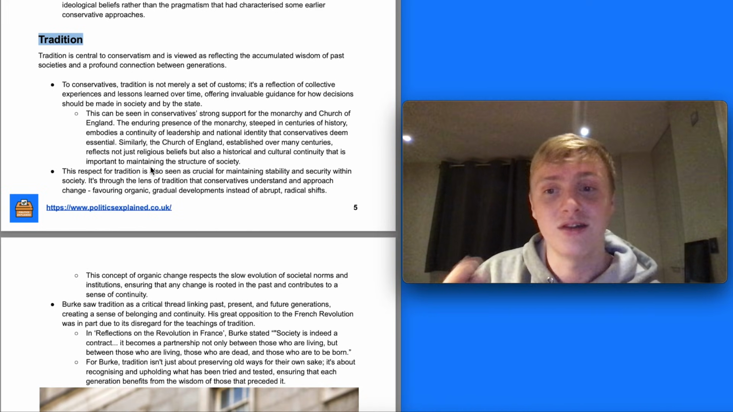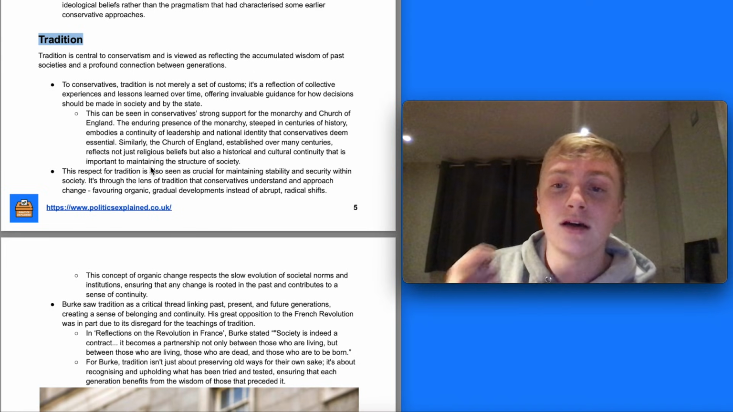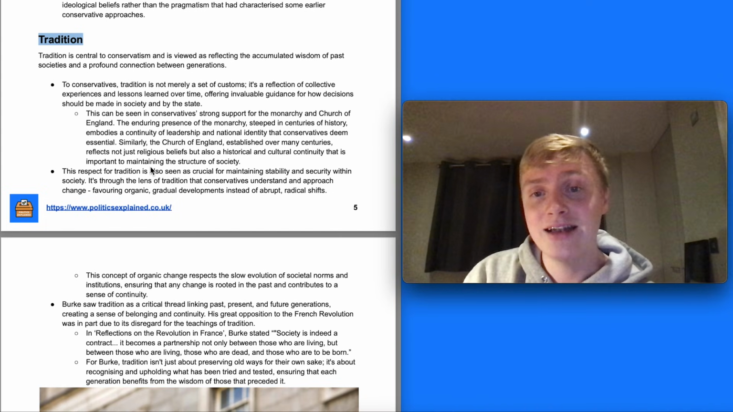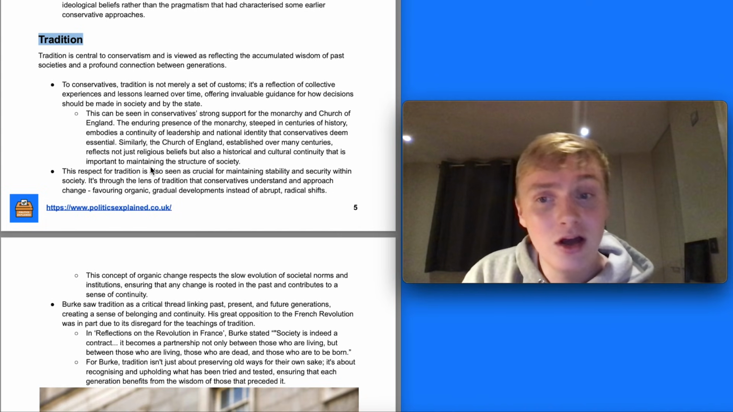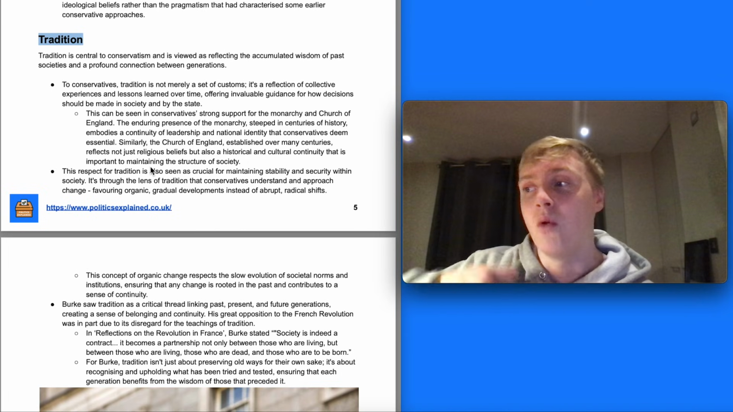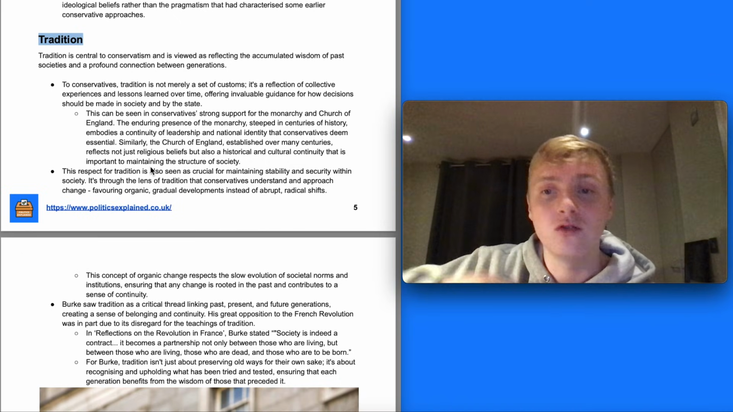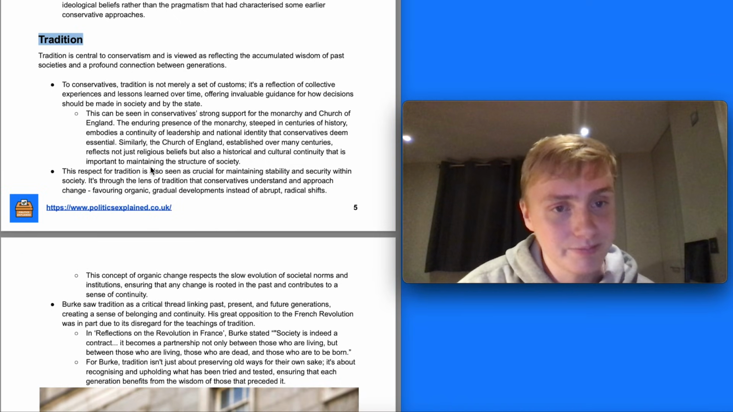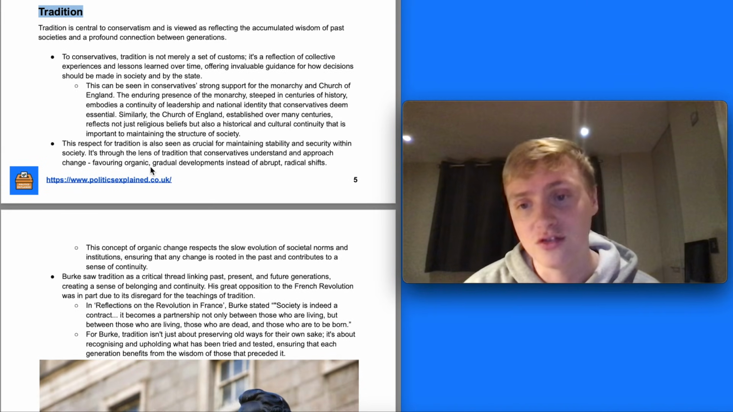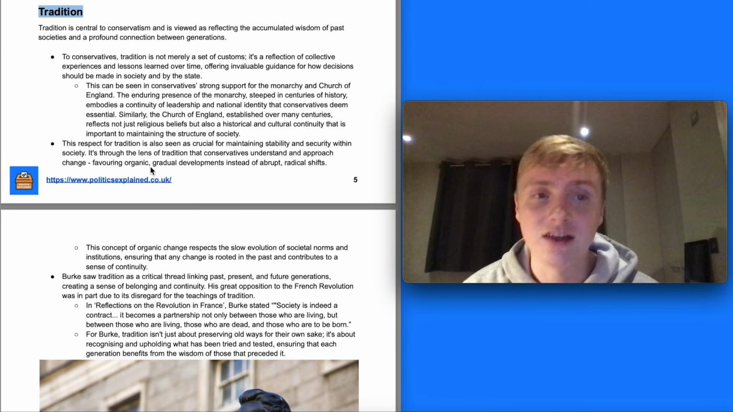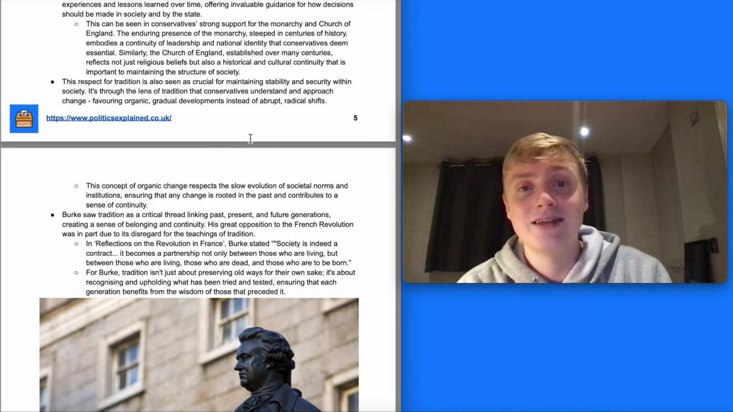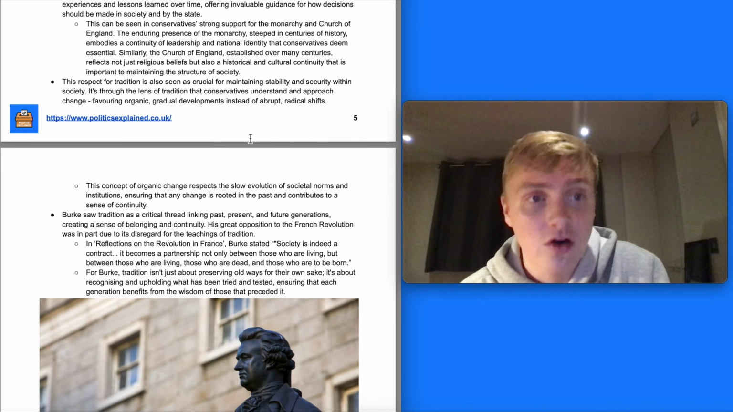So there's a reason that certain institutions have been maintained. There's a reason that the monarchy and the Church of England, within certain key institutions, have been maintained, and even if you might not completely understand them, you have to respect them and recognize that they reflect what works in this accumulated wisdom of the past, as they refer to it. So, as I said, this can be seen in their support for the monarchy and the Church of England, and crucially why they supported these key institutions of society. And they also see respecting tradition as crucial for maintaining stability and security within society.